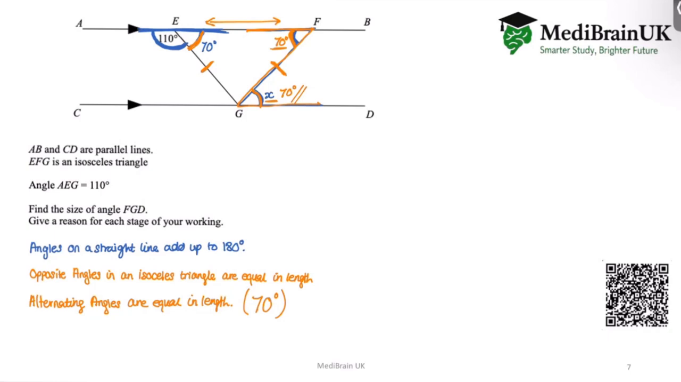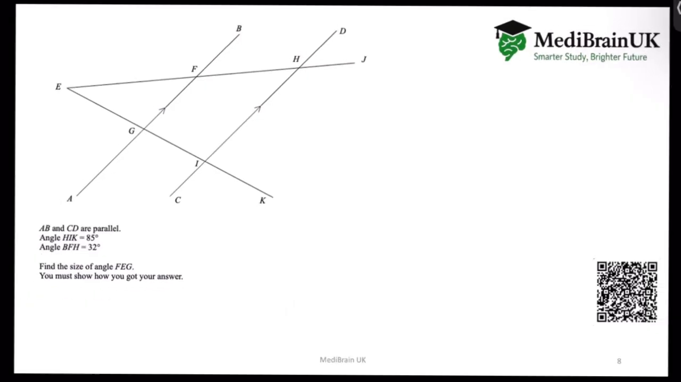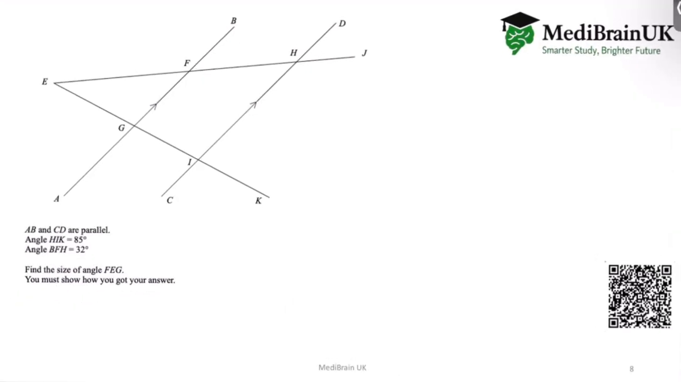Okay, so moving on to our next question. Again, we're getting harder slowly. So this time you have to label them yourself. First of all, I'd advise you to draw out this shape that we have over here. Draw out the shape, label what you know from the question, and then slowly start working it out.